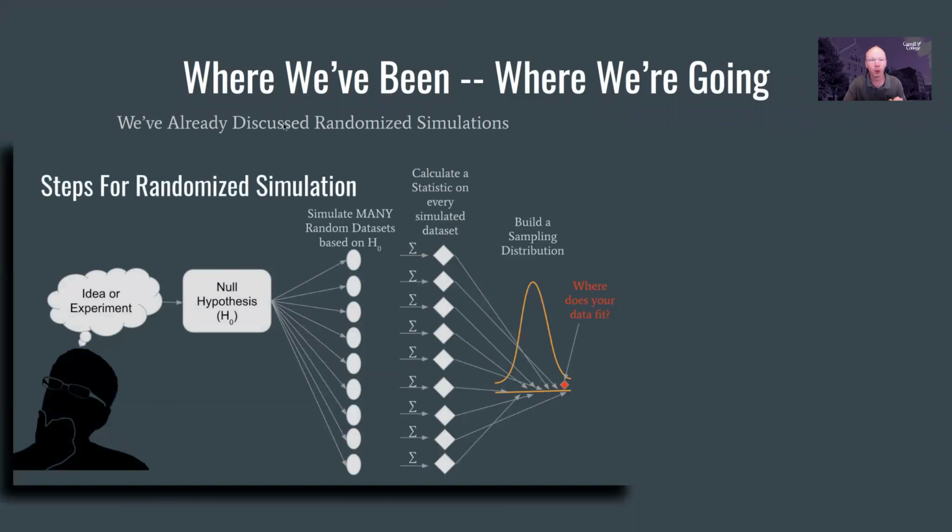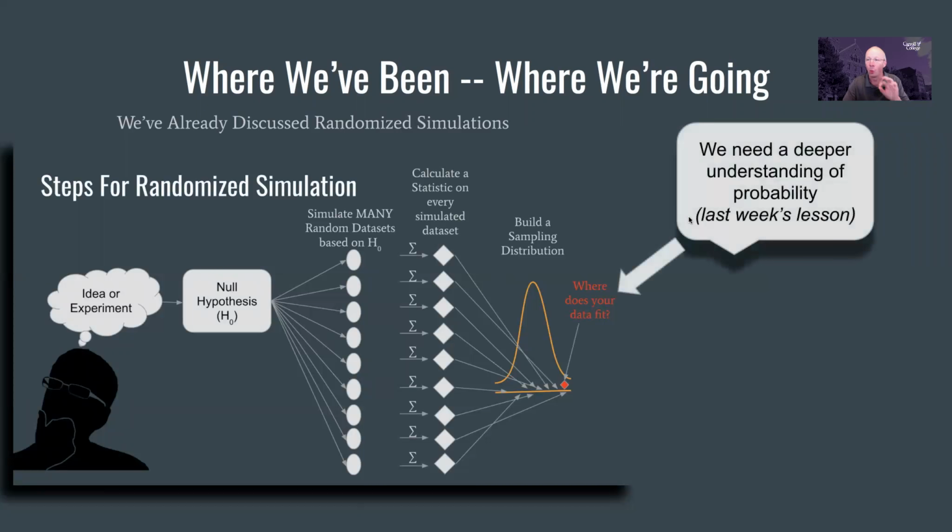So here we go. We've talked about randomized simulation. Remember, in a randomized simulation, you have an idea, you build a null hypothesis, you use some sort of technology to build many randomized data sets based on that null hypothesis. You calculate a statistic like a proportion or a mean or something like that. You gather those things into a sampling distribution, and then finally at the very end, you decide where your data fits. Now, the where your data fits, that was probability.